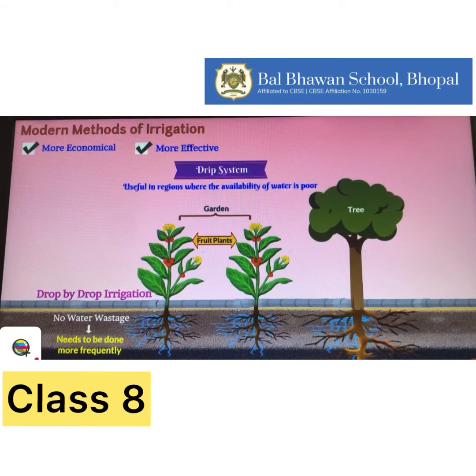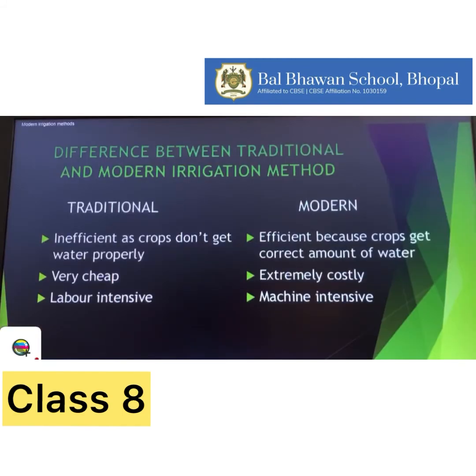So I hope you understood this topic. Now let us see the difference between the traditional method and the modern method of irrigation. The traditional method is inefficient as crops don't get water properly, it is very cheap and it is labor intensive. While the modern method is efficient because crops get the correct amount of water, it is extremely costly and it is machine intensive, meaning it requires machines to irrigate the crops. Whereas in the traditional method, human labor or cattle or other animals can be used for irrigating purposes.